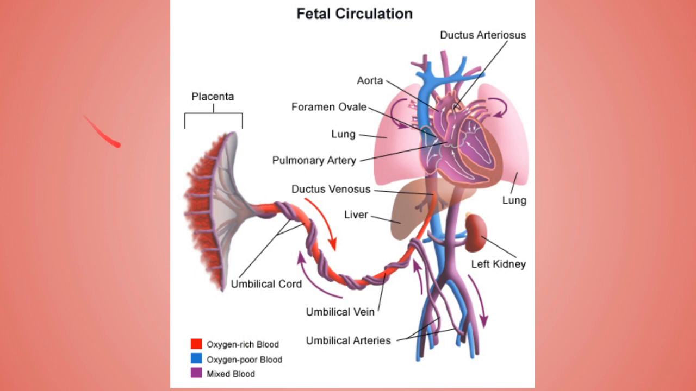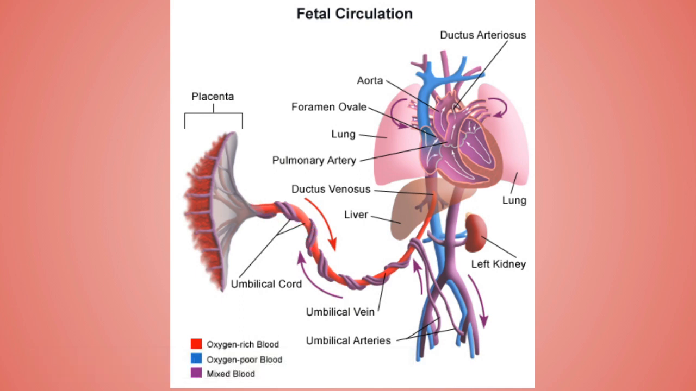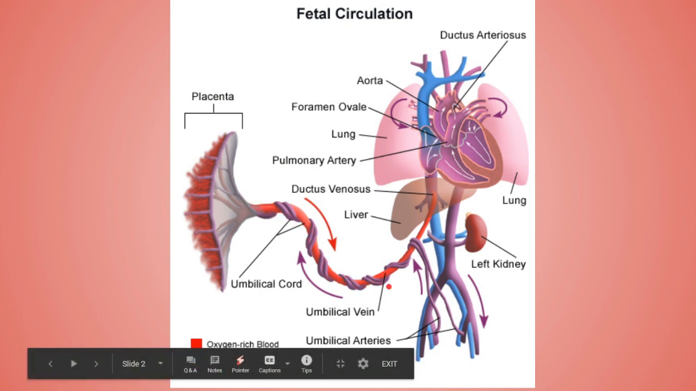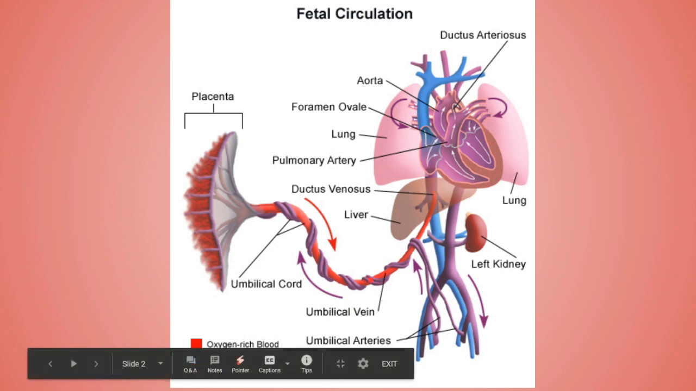So in this, as you can see over here, first of all, this is the placenta and the fetal side of the placenta. Now this red color vessel shown over here is the umbilical vein. The red one is the umbilical vein, while this purple color vessel is the umbilical artery. Now why is this umbilical vein shown red in color over here? Because this umbilical vein in the fetal circulation actually carries the pure, or we can say oxygen rich blood, while this umbilical artery actually carries the mixed blood.